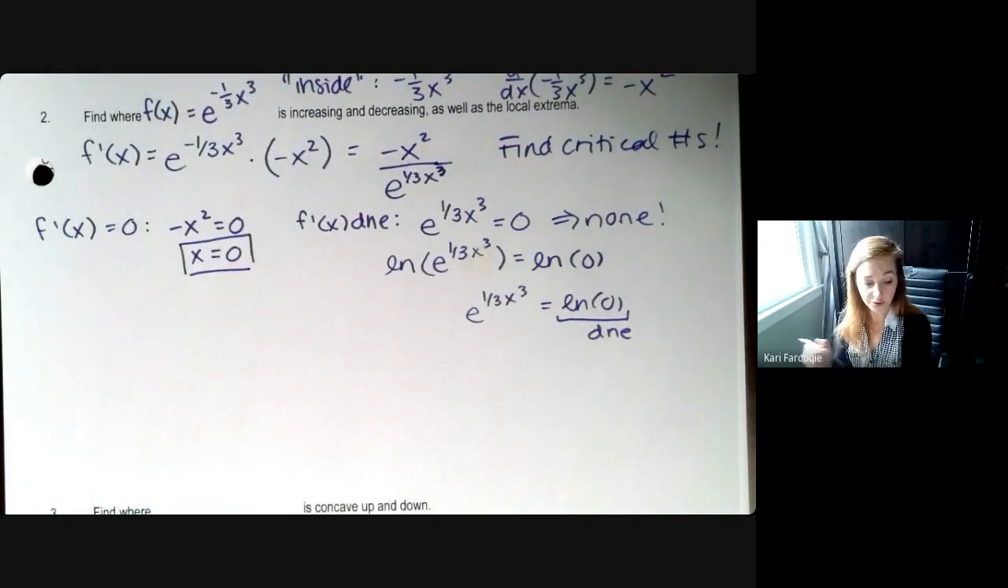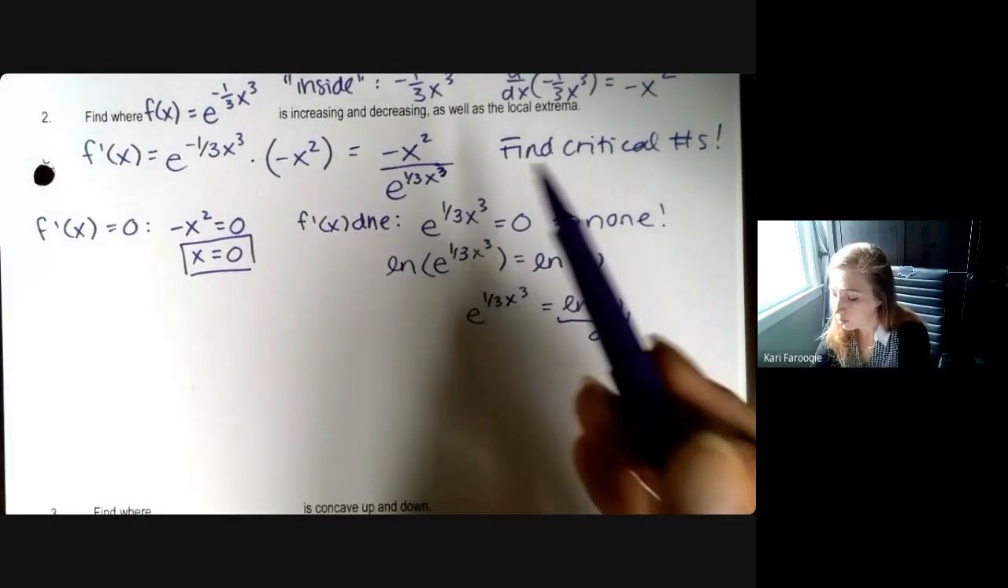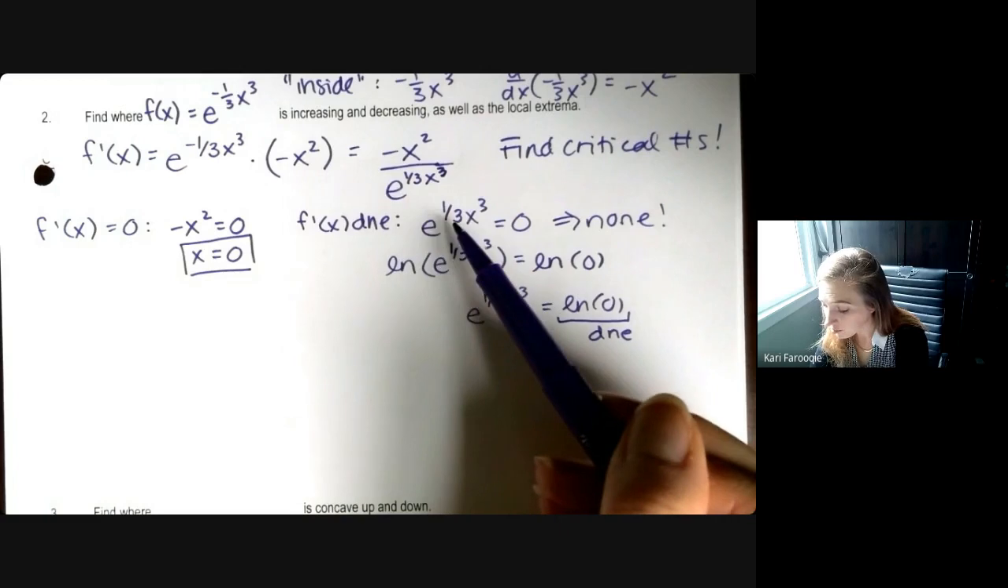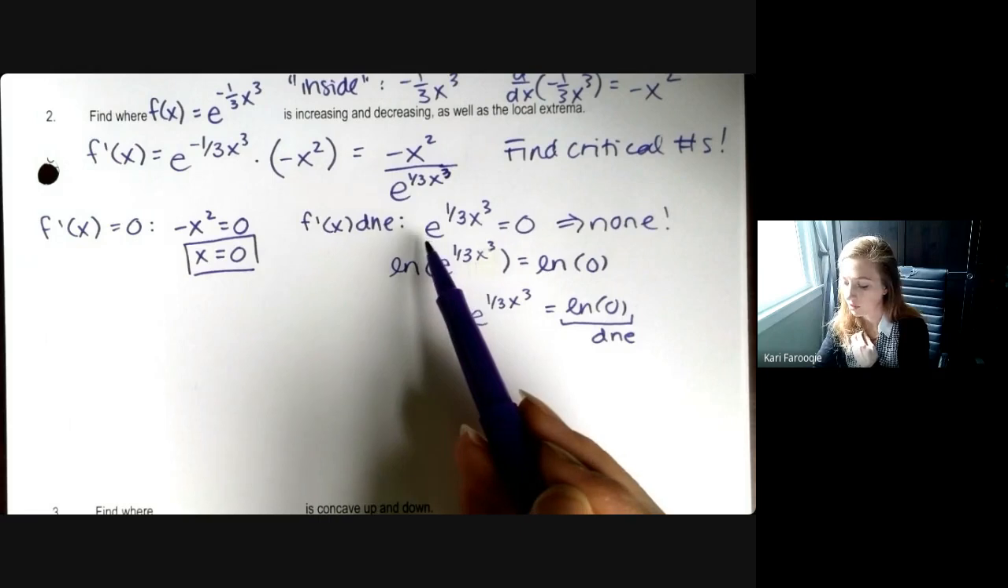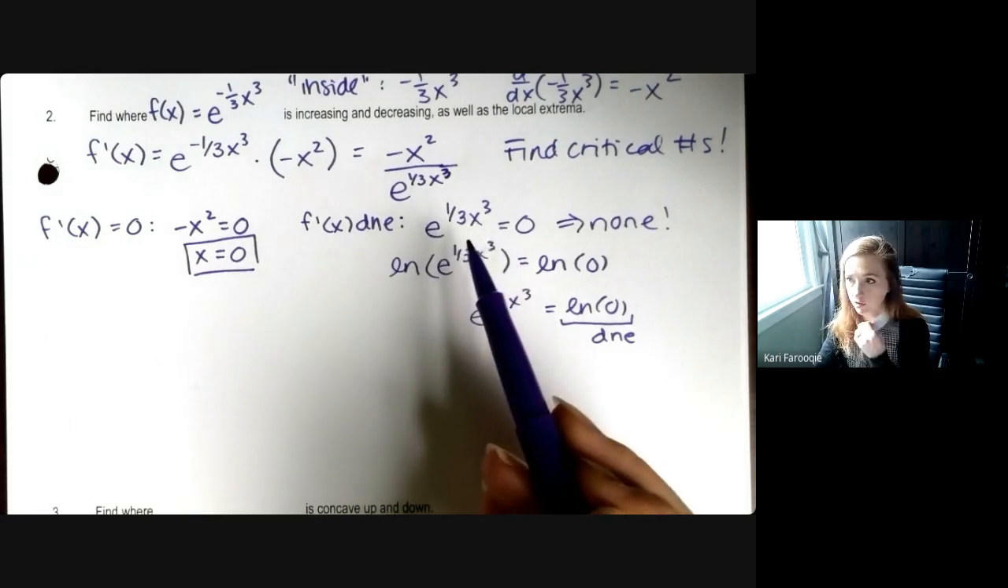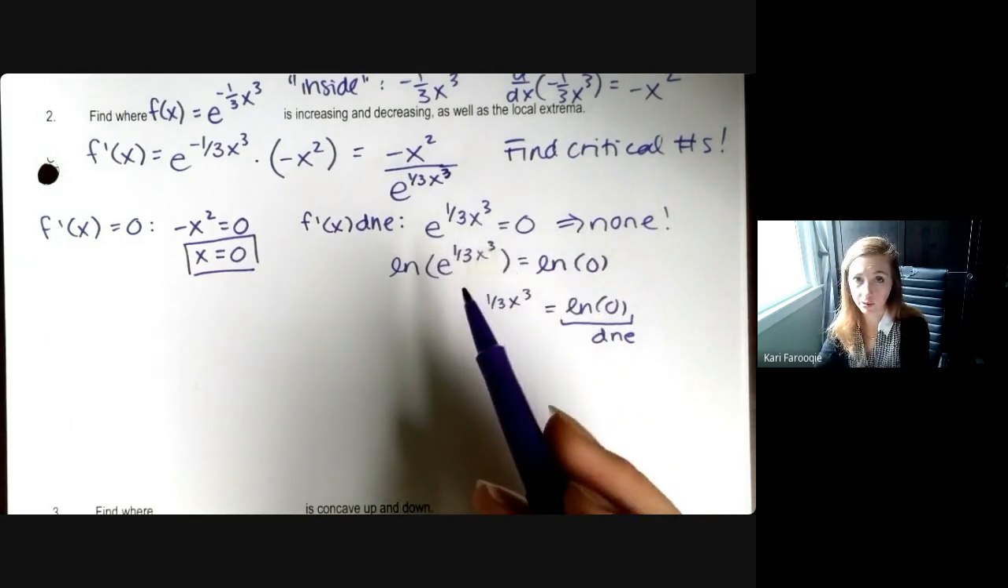All right, but now you can do a sign analysis on that. If you would have had x times e to the 1/3 x cubed, that would have been a different story. Then you'd be like, okay, if x equals 0, this expression could be 0, but you didn't have that. And a lot of times you won't have that. So if it's just some exponential expression, your base of e equals 0, you're not going to have any critical numbers come out.